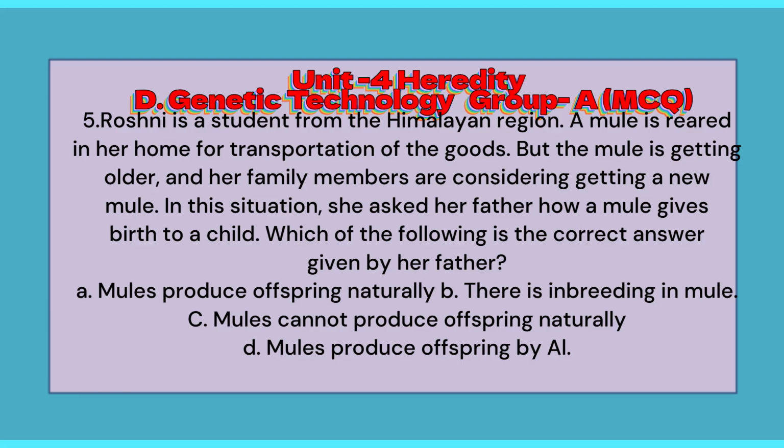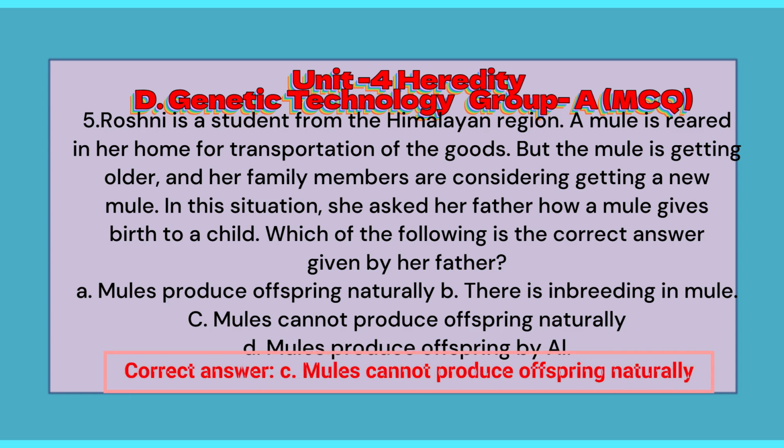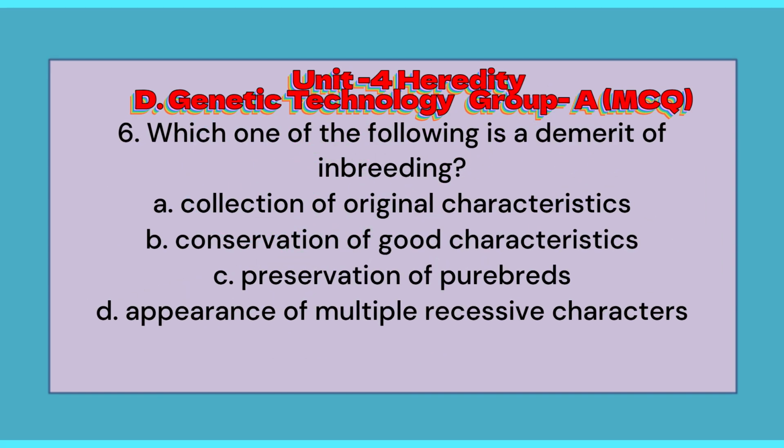A. Mules produce offspring naturally. B. There is inbreeding in mule. C. Mules cannot produce offspring naturally. D. Mules produce offspring bile. Correct answer: C. Mules cannot produce offspring naturally.